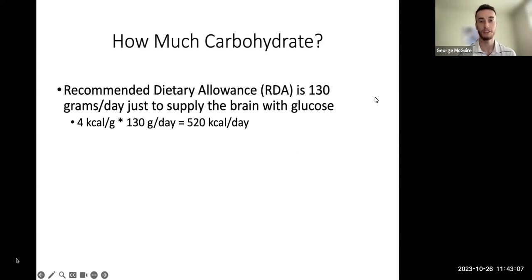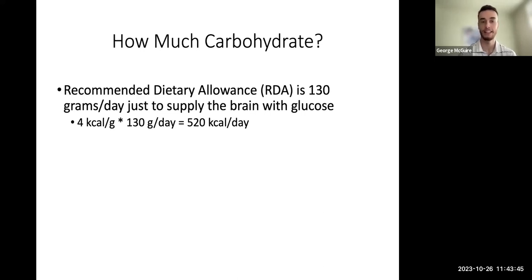So in general, there is an RDA of 130 grams per day. Again, most of the dietary recommendations, things like our RDAs, are coming from a 2,000 kilocalorie diet. And so this RDA of 130 grams per day is simply aimed at making sure you're getting enough carbohydrate in your diet to supply your neurons with the glucose that they need. So in order for the average person to be properly supplying energy to their brain cells, to their neurons, you would need to consume 130 grams per day.